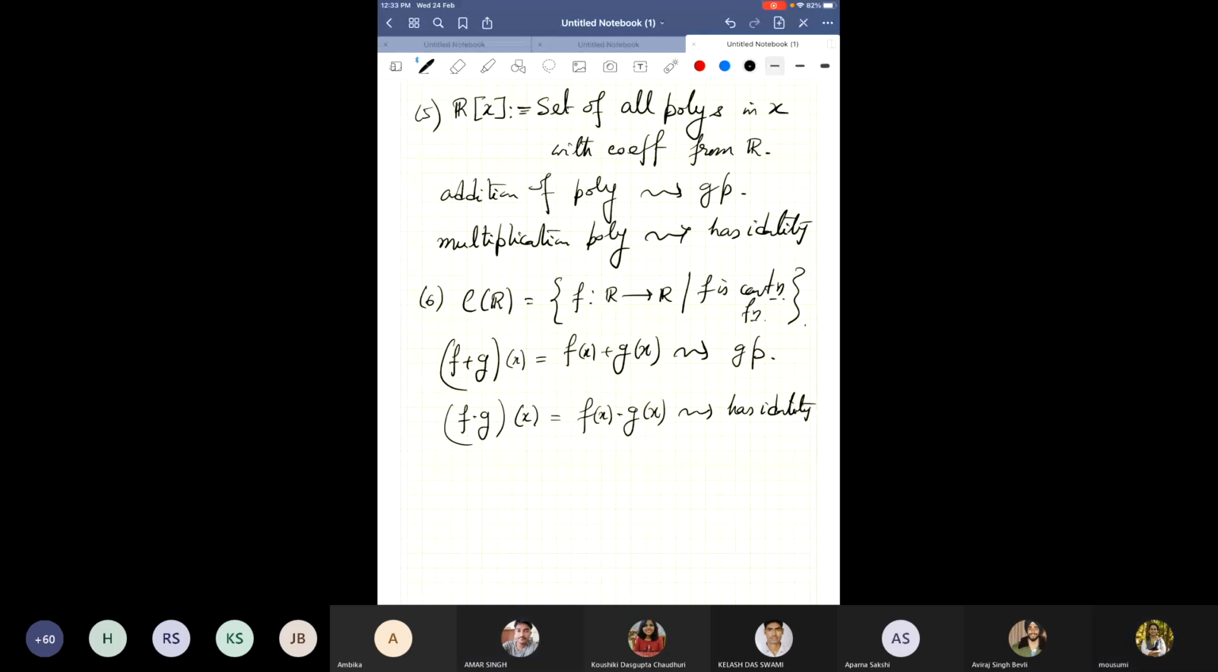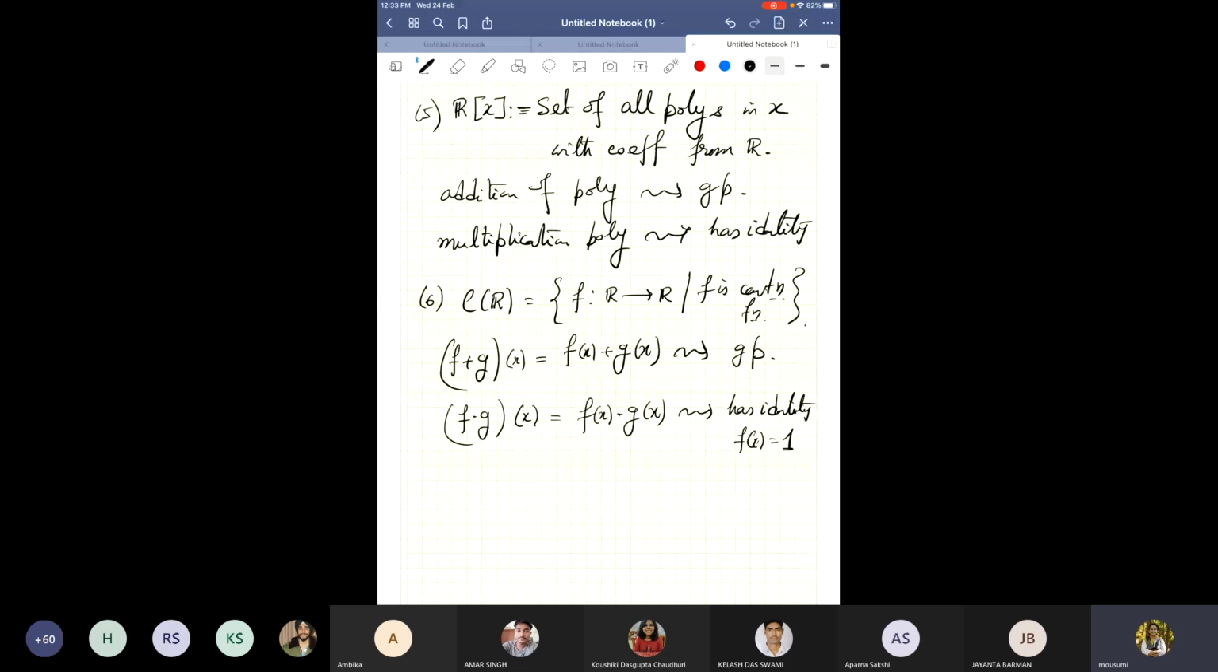Identity mapping, f(x) equal to x? Why would f(x) equal to x be the identity? No. It is 1. Okay, fine. So these are a couple of examples that we have seen.